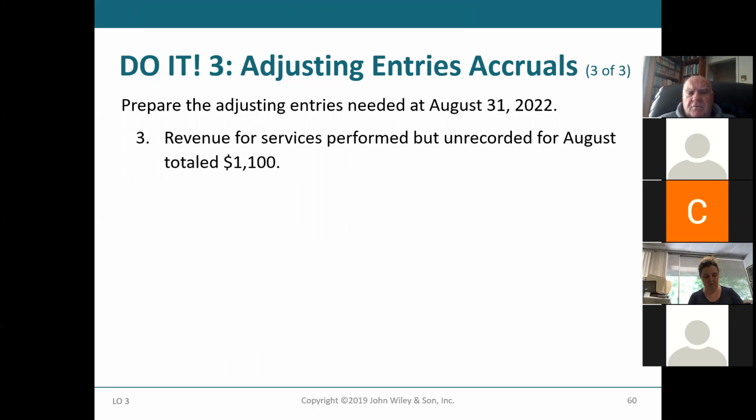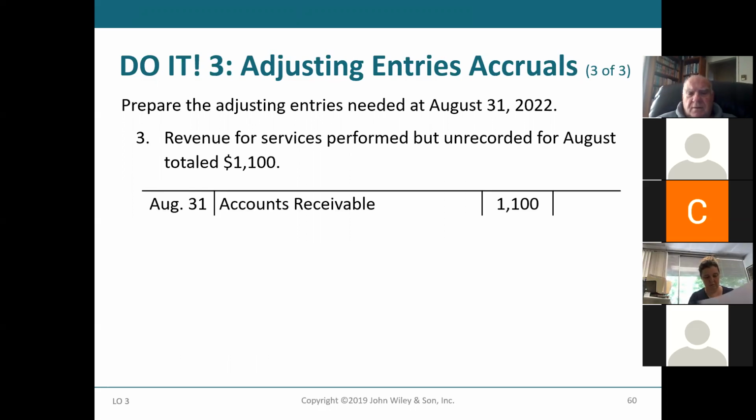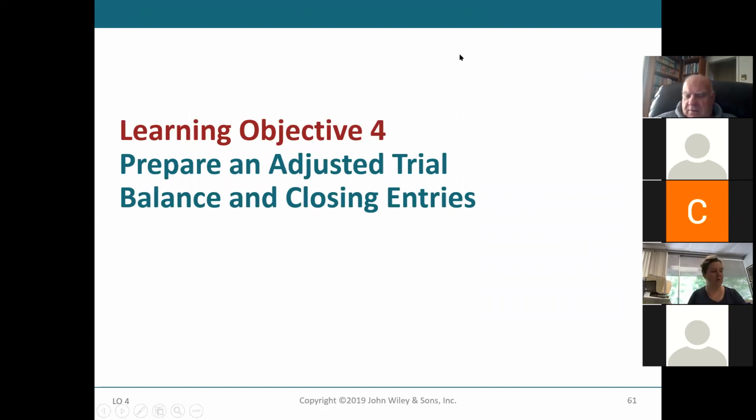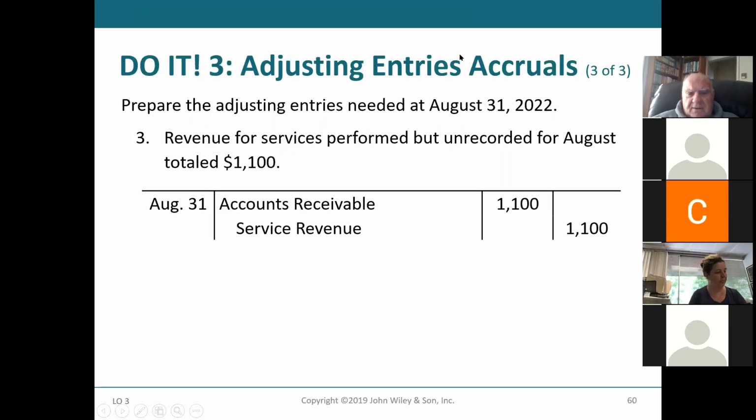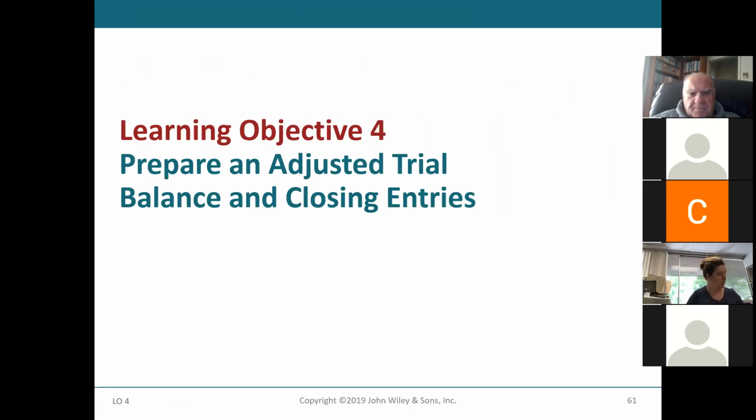Services performed but unrecorded. Here, we did some work for somebody, but we haven't billed them yet. We have to debit a receivable, credit service revenue. The more likely one you're going to find is debit interest receivable and credit interest income. This computer of mine's acting up here.